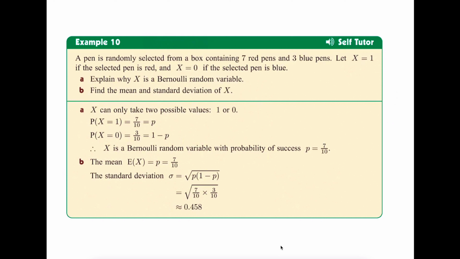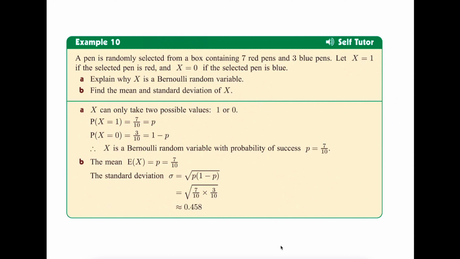The reason we can say it is because there are only two possible values, 1 or 0, a success or a failure. And the probability of getting a success of 1 is 7 out of 10, because there are 7 red pens out of 10 total pens, and 3 out of 10 is the failure, 3 blue pens. And so therefore we can say it is a Bernoulli random variable. It only has two possible values, and the probability for success is 7 out of 10 or 0.7.